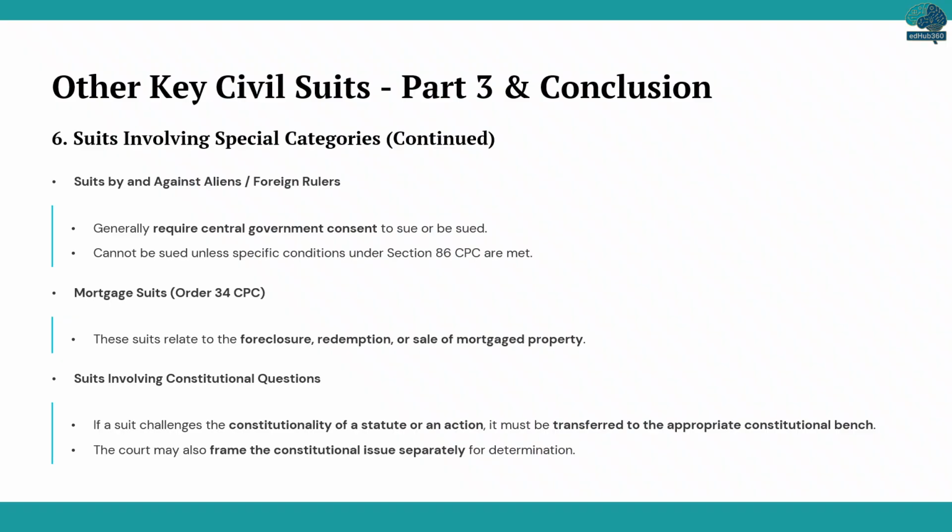Finally, within special categories, we also have suits by and against aliens or foreign rulers, which generally require central government consent to sue or be sued, and cannot be sued unless specific conditions under Section 86 CPC are met. Mortgage suits, under Order 34 CPC, relate to the foreclosure, redemption, or sale of mortgaged property. And finally, suits involving constitutional questions. If a suit challenges the constitutionality of a statute or an action, it must be transferred to the appropriate constitutional bench, or the court may frame the constitutional issue separately for determination.